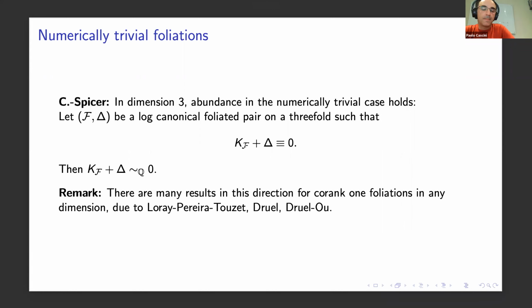So I'm just going to say there are many versions of this result, some of which came before, like the result by Loray, Pereira, and Touzet for corank 1 foliations. Some results came later for corank 1 foliations, which is due to Druel and then Druel and Ou. There are many, many interesting results which work in any dimension, which are much more powerful than ours. The advantage of ours is that it works in dimension 3 for rank equal to 1 and 2.